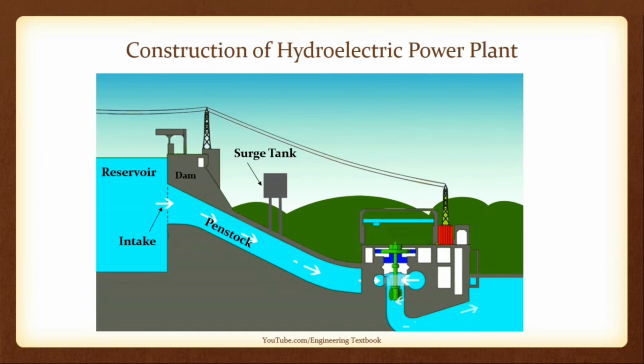Surge tank. It is an additional and essential component which is used to accumulate water in the pipe when we want to stop the turbine from working, or you can say it is used to avoid pipe burst.